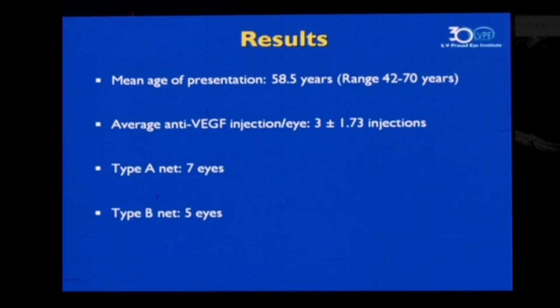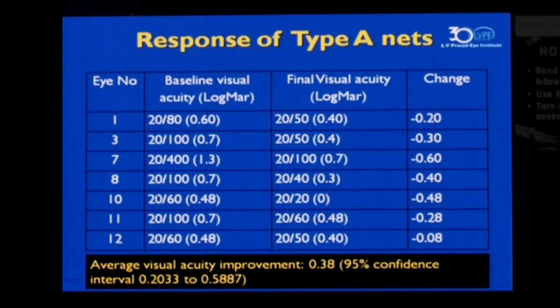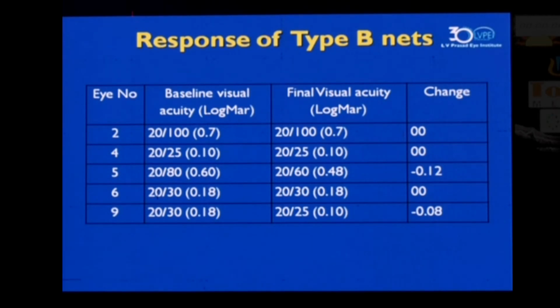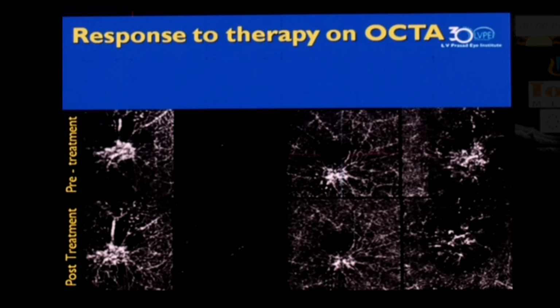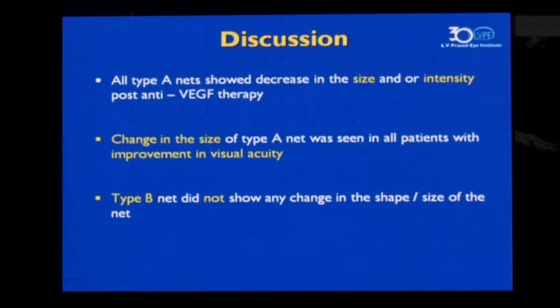In the results of our patients, we had about 12 eyes, and with anti-VEGF injections, three in number, we found there was a visual improvement of 0.38, especially in the type A nets or the neovascular nets, compared to the type B nets. And these are just the pre-treatment and post-treatment images of patients with type A nets, and you can see the changes pre-treatment and post-treatment on OCTA.